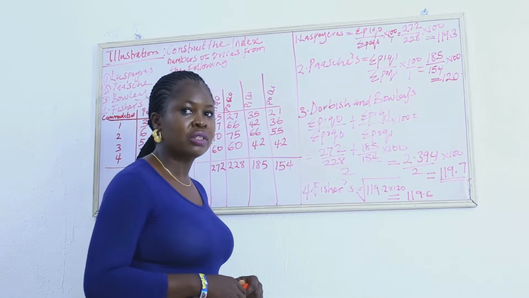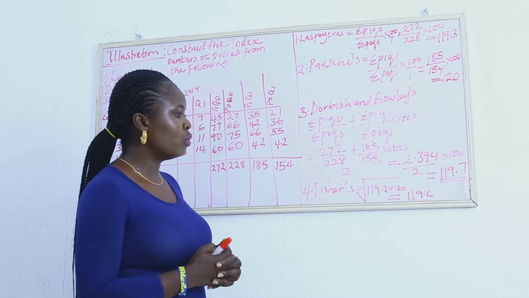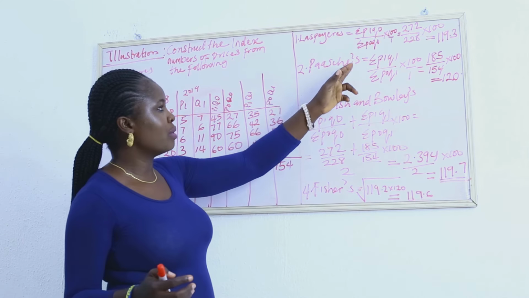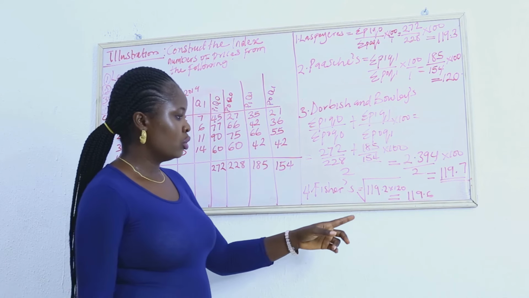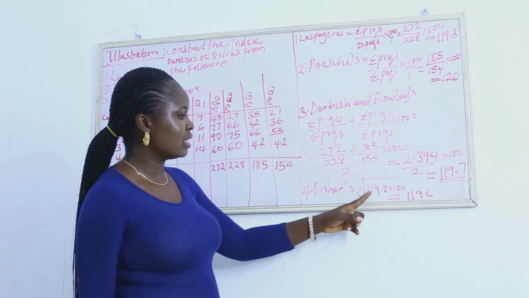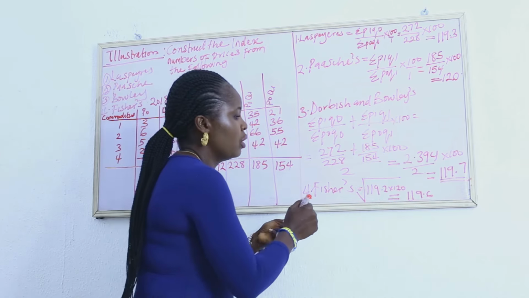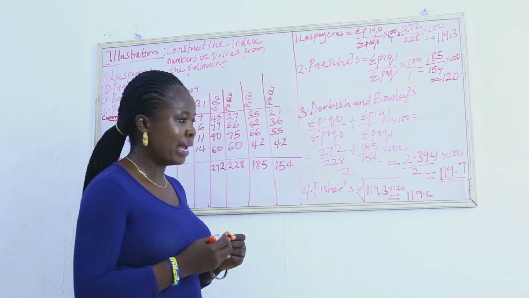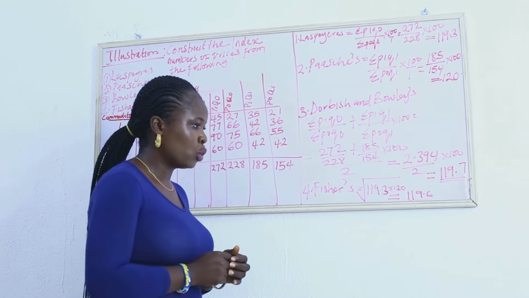Then the last one says the Fisher's method. The Fisher's method is the square root of the two formulas brought together, then finding the square root. The first answer is 119.3, multiply by 120, finding the square root, we have 119.6.